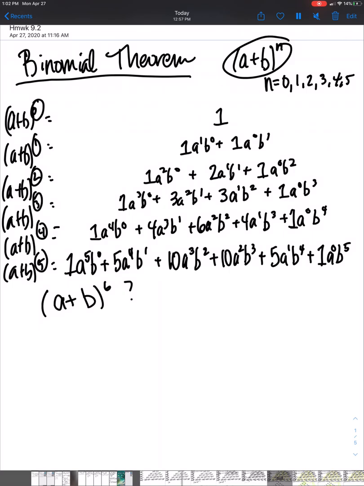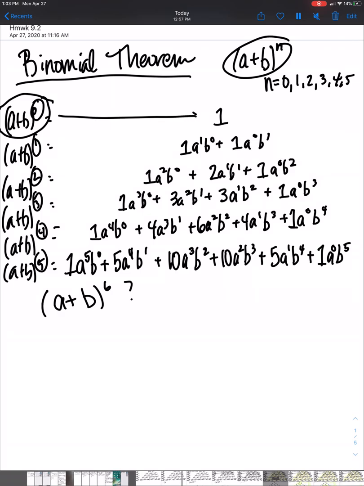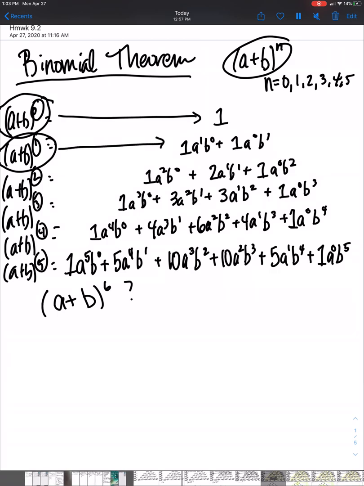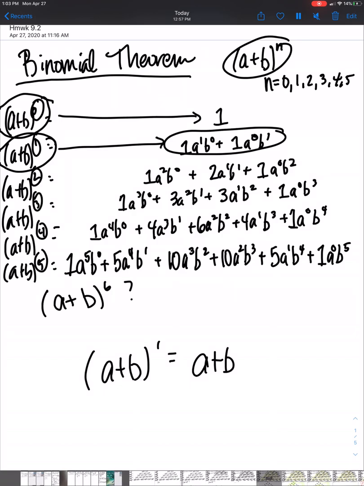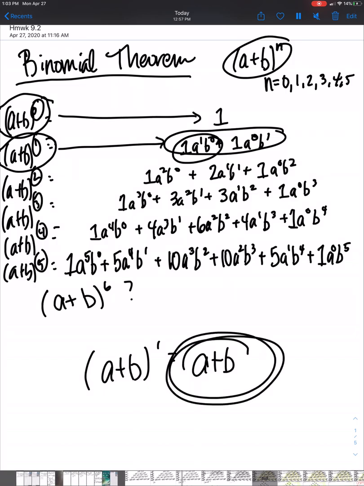So you can see that anything to the 0 power is 1, and then if you go down, I have a plus b to the 1 power, and look what I have there. We would typically write just a plus b, because I have 1, a to the 1, b to the 0, then 1, a to the 0, b to the 1. Anything to the 0 power is 1, and 1 times 1 is just 1. So I have a to the 1, or just a, plus b to the 1, which is b. So I have a plus b.